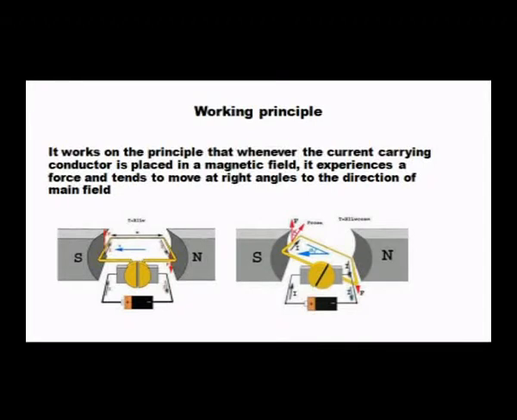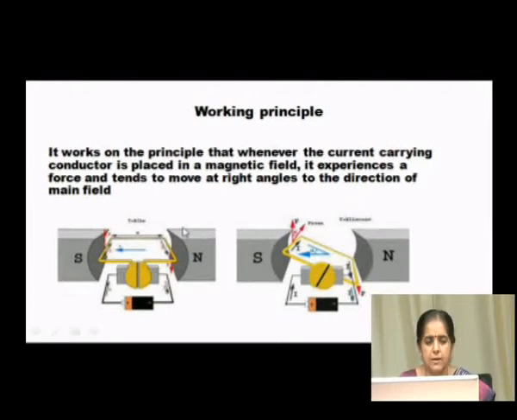Because the conductor is carrying current and is placed in the magnetic field, it experiences a force, and because of that force, the conductor tends to move at right angles to the direction of the magnetic field. That is seen in the second figure, which shows the conductor placed in the magnetic field. As the current passes through the conductor, because of the force experienced, it tends to move at right angles to the direction of the main field. Because of this property, the motor is able to rotate in the magnetic field.